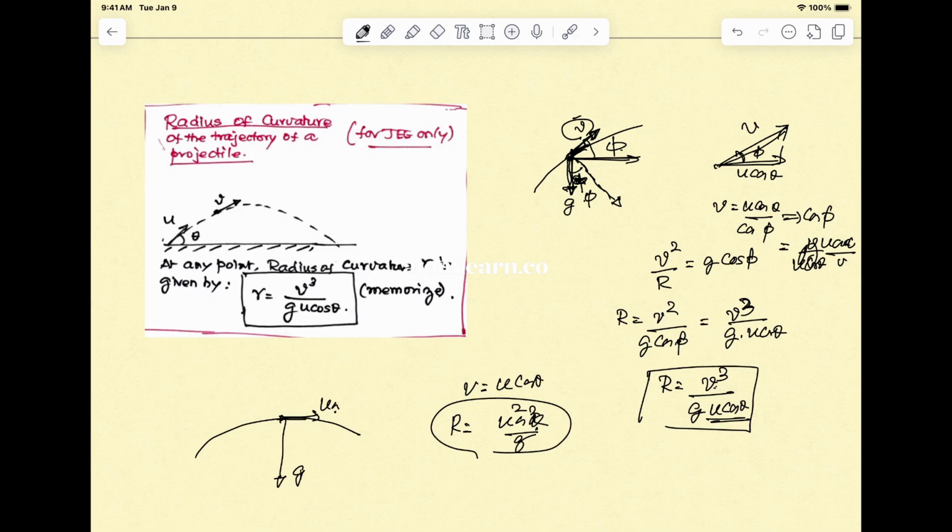Therefore, this gives the radius of curvature at the topmost point, which is the usual standard question, whereas it can be asked at any point also. Okay. Therefore, we can calculate the instantaneous velocity v, then the formula can be applied. Radius of curvature is given by v cubed divided by g u cos theta. Therefore, this formula needs to be memorized for JEE Main people.